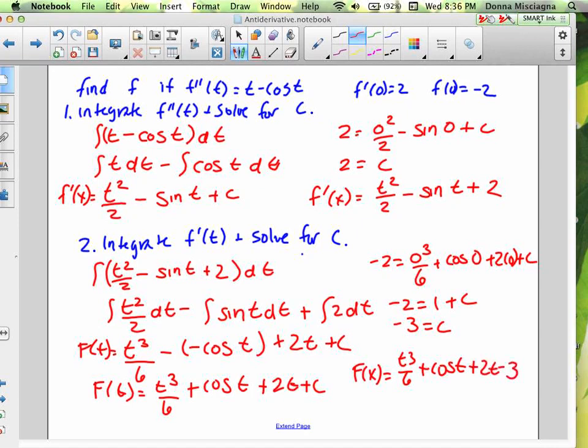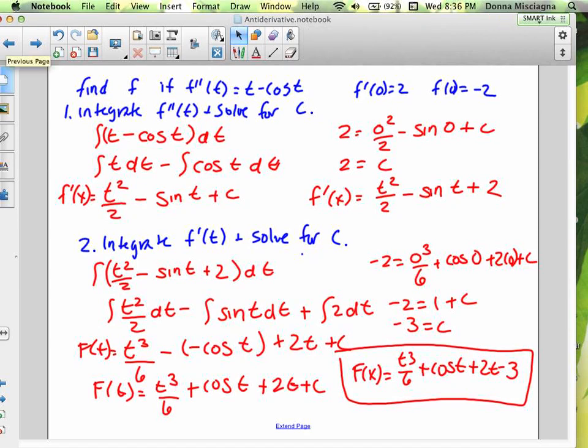minus 3. And you can always check yourself on these ones, because now when you have this function, if you take the derivative, you should get the first derivative. And if you take the derivative again, you should get the second derivative. So you can always check your work to see if you get the same thing.